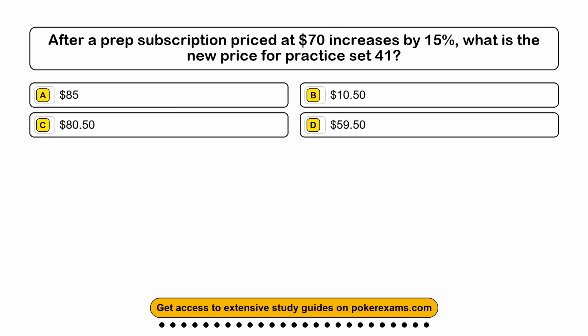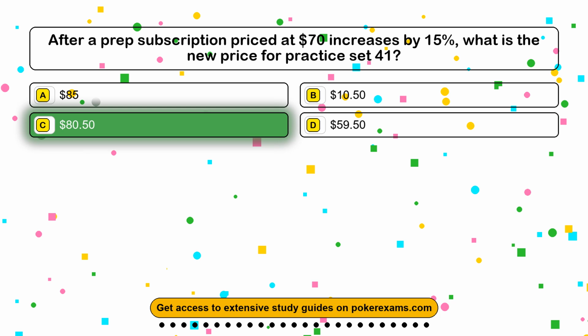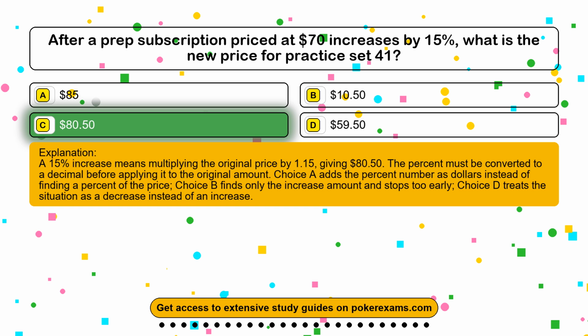Question 3. After a prep subscription priced at $70 increases by 15%, what is the new price for practice set 41? Option A $85. Option B $10.50. Option C $80.50. Option D $59.50. The correct answer is option C, $80.50. A 15% increase means multiplying the original price by 1.15, giving $80.50.